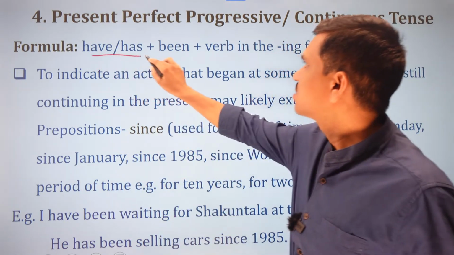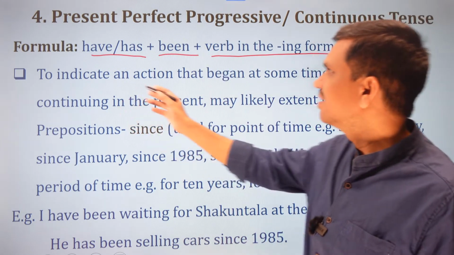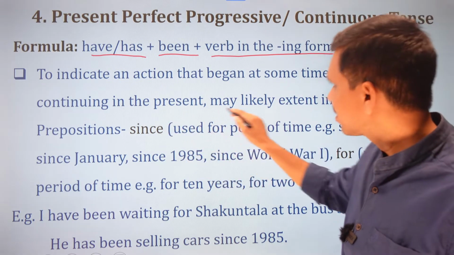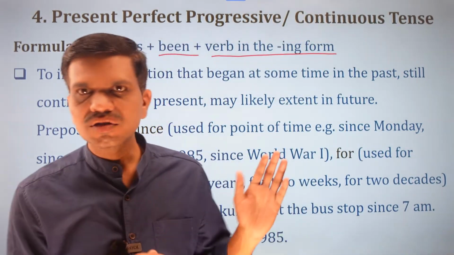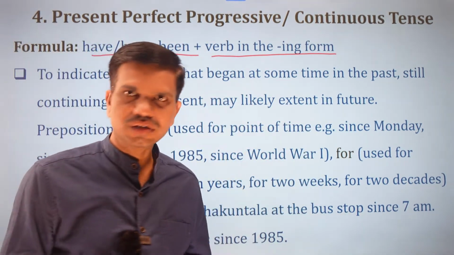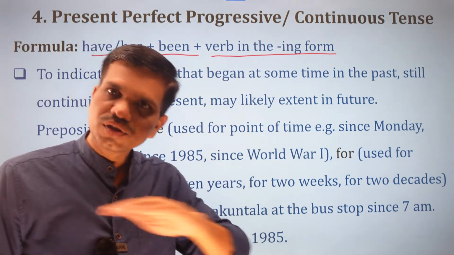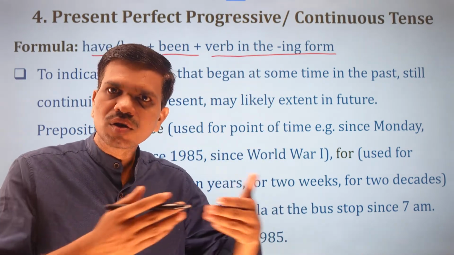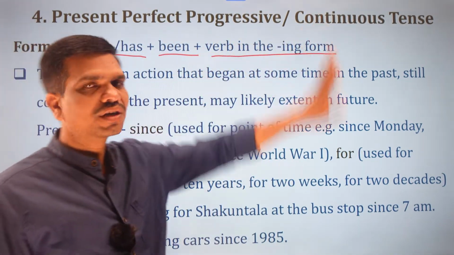Next, let's see present perfect progressive or present perfect continuous tense, and the formula is again have, has plus been plus the verb in the ing form. Its use is to indicate an action that began at some time in the past, is still continuing in the present, and may likely extend into the future. So you can understand where this tense is used, and based on this you can use it in your communication. There is a long stretching action happening in this tense.